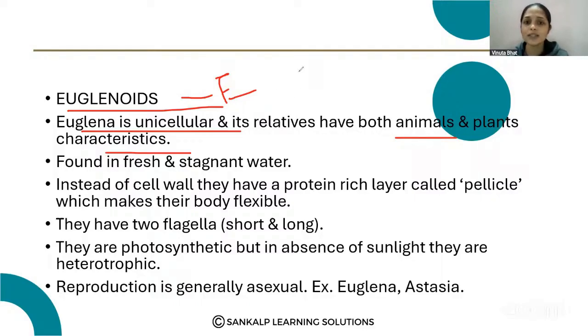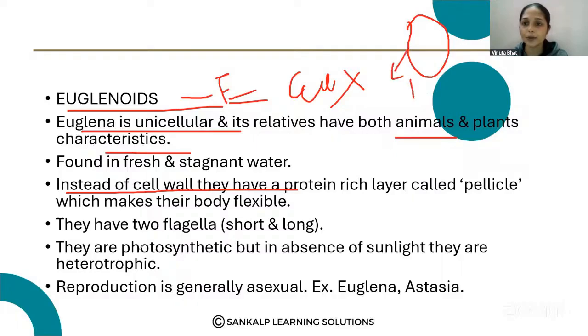And the cell wall is absent in euglenoids, and only a membrane is present, called the pellicle. So in euglenoids the cell wall is absent, and instead of a cell wall they have a protein layer called the pellicle layer. They also have two flagella, one short and one long. So they behave as phototrophic and heterotrophic in different conditions. For example, Euglena.